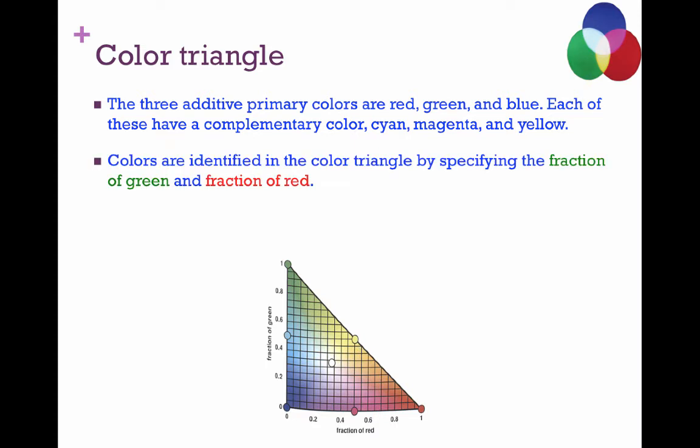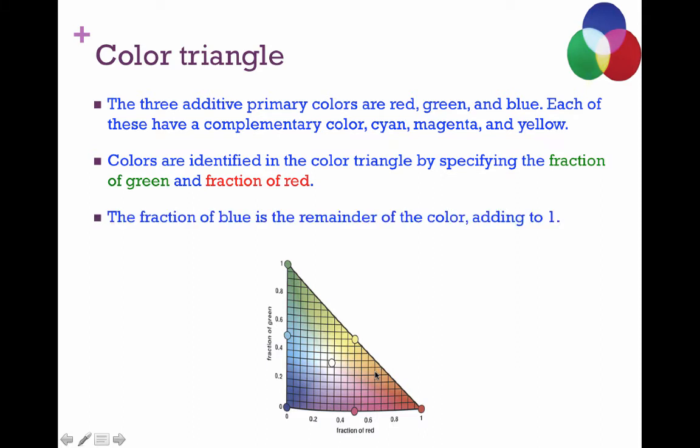So colors in the color triangle are identified by specifying a fraction of green and a fraction of red. And it really becomes quite easy to read off of the triangle. There isn't any mathematical processing happening. We're simply reading off of this triangle as if it's a plot. So what we read is the fraction of green and fraction of red. We'll do an example in a moment. There's only a fraction of green and fraction of red, because all three fractions must add up to 1. So whatever is not green or red must be blue.